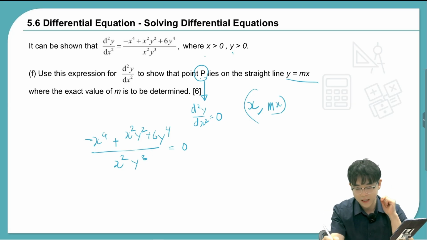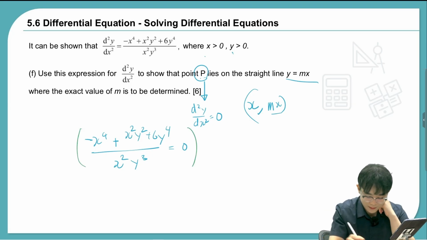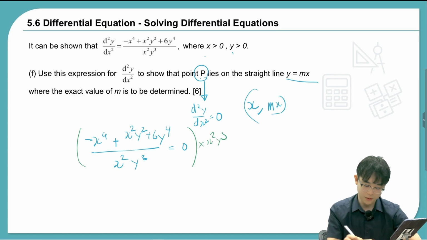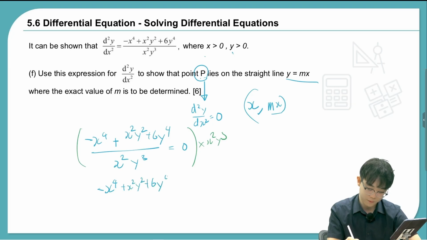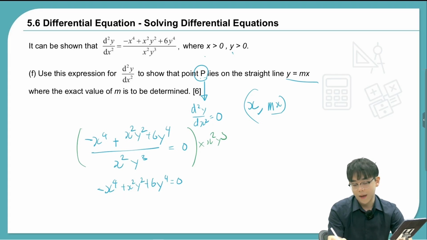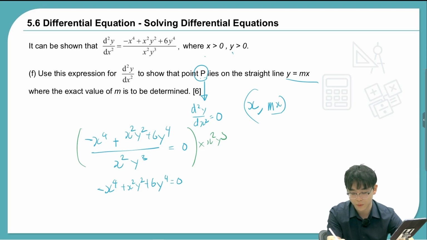Multiplying 0 to both sides would be problematic, but if you were to multiply, like, x squared y cubed to both sides, that's okay. So we have negative x^4 plus x^2 y^2 plus 6y^4 is equal to 0. And if point P lies on the straight line where y equals mx, that means we can use y as mx from here on forth, right?